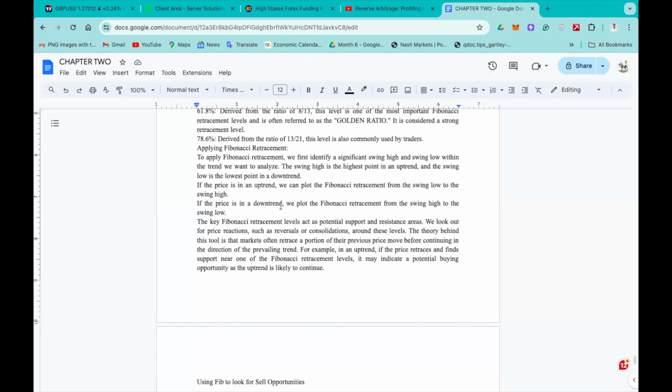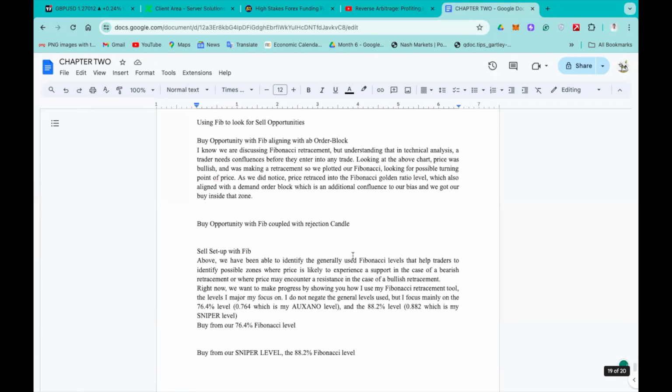If the price is in a downtrend, we can plot the Fibonacci from the swing high to the swing low. The key Fibonacci retracement levels act as potential support and resistance levels. We look out for price retracement, such as reversal or continuation, around these levels. The theory behind this tool is that markets often retrace to portions of the previous price move before continuing in the direction of the prevailing trend.